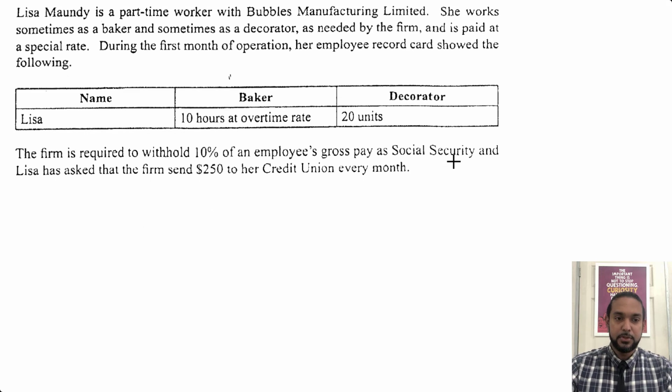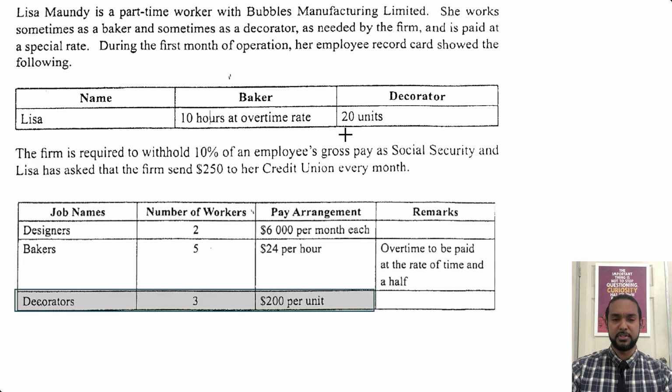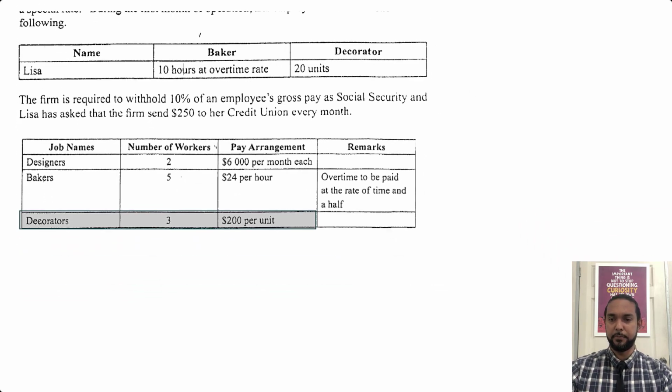All right. So let's just recap. Lisa works as a baker and a decorator as needed by the firm, and she is paid at a special rate, which, as we saw here, is 10 hours at the overtime rate. Now the decorator rate, I think it was just 200 per unit. So I'm going to put that information up as well so we can make reference to it as needed. So let's calculate one section at a time. Let's go to the baker section first.